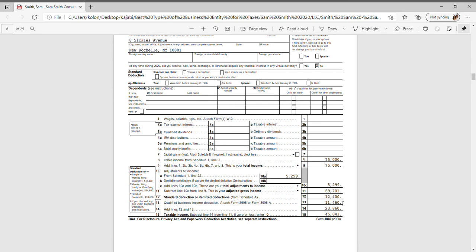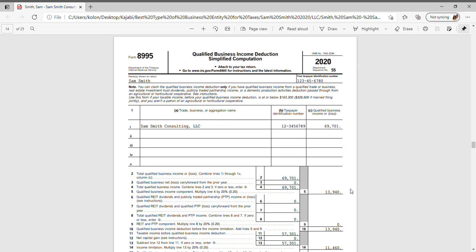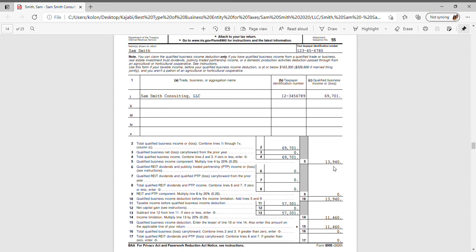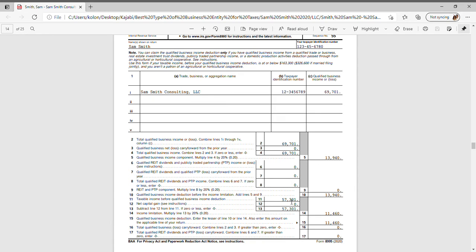Now, the next deduction that he's going to take is the qualified business income deduction. And that is a deduction that as a business owner, he's entitled to. And the way that's going to look is right here. So what we're going to do is take that $69,000, then subtract that standard deduction we talked about before of $12,400. When we do that, we end up with $57,301. So again, we're taking the $69,701, subtracting out the standard deduction of $12,400 to yield this $57,301.